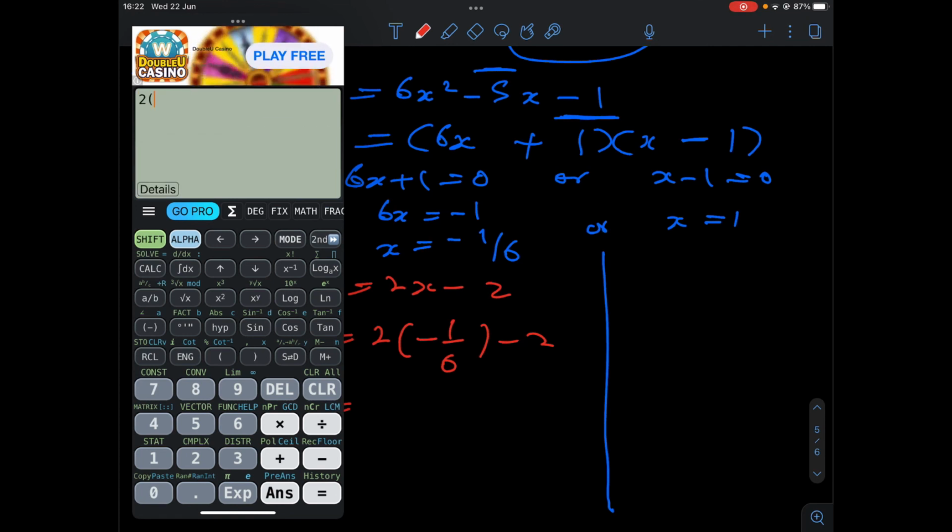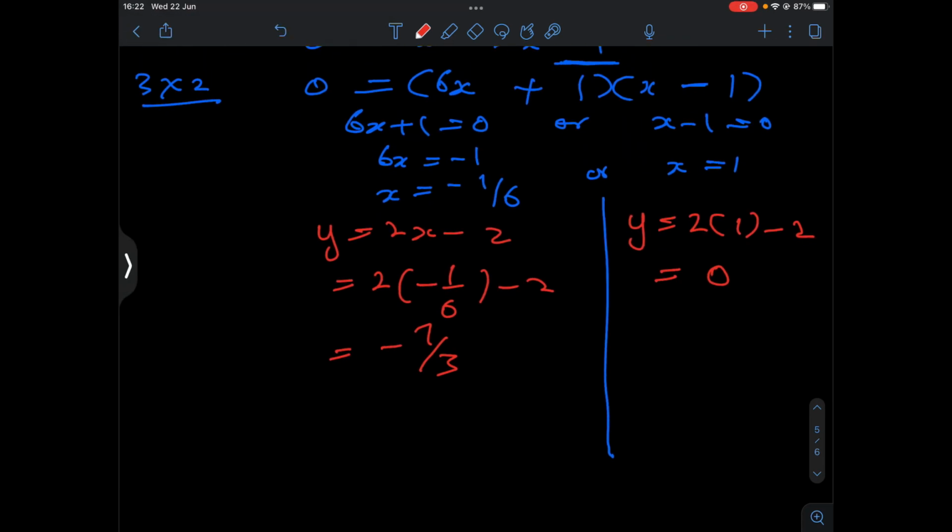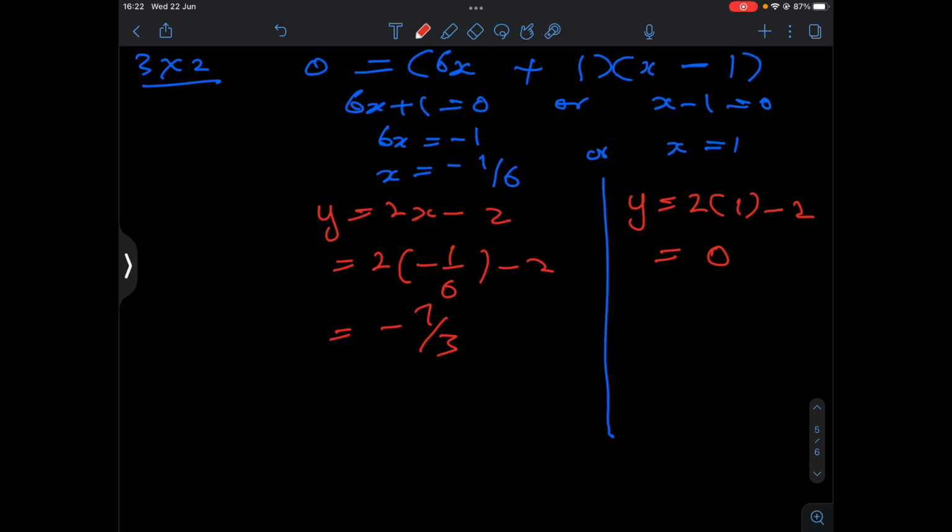So 2 times negative 1 over 6, minus 2, we get negative 7 divided by 3, and this one here, 2 times 1 minus 2, that is 0. So these are our solutions to this equation. We have negative 1 over 6 and negative 7 over 3. From this side we have 1 and 0, if we wanted to write in coordinate form.